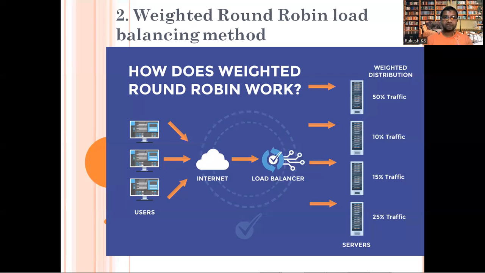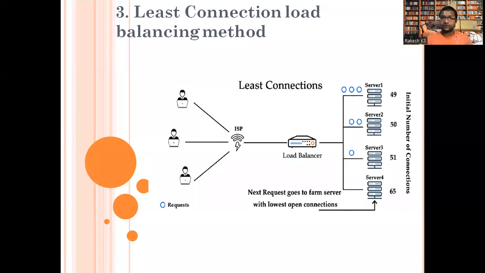Next we shall see the least connection load balancing method. As the name suggests, whatever request is coming from the user side, it looks for the server which has the least connections, and it goes to that particular server. If there are 2 servers with the lowest number of connections, the server with the highest weight is chosen.